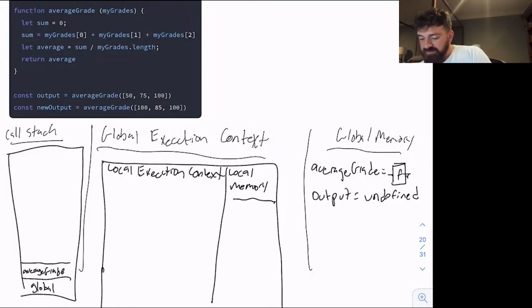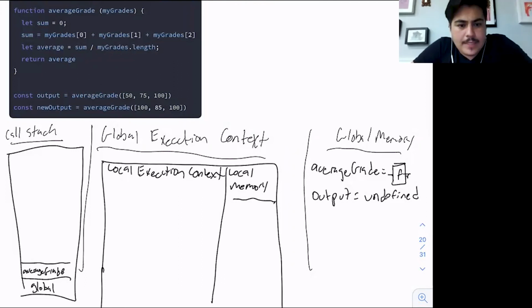Okay. So now, what is the next thing that happens, Carlos? It's actually a new step. We'll be first passing the arguments into the parameters of myGrades. So in local memory, we'll be storing myGrades as the array of 50, 75, and 100.